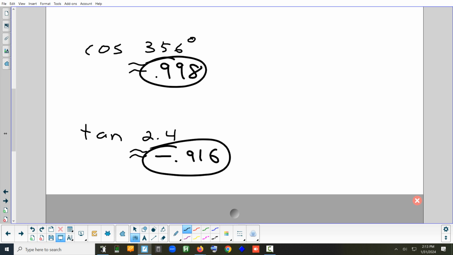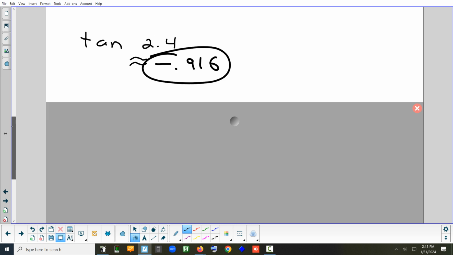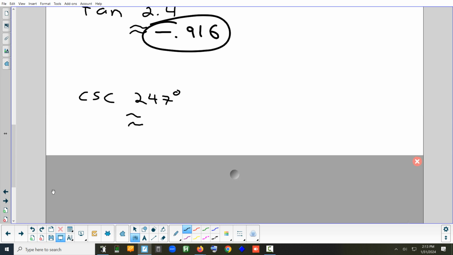Any question on that? All right, so that's the sine, the cosine, and the tangent. What are the other 3 that we have? Cosecant, secant, cotangent. All right, so we have the cosecant, the secant, and the cotangent. Let's try the cosecant.